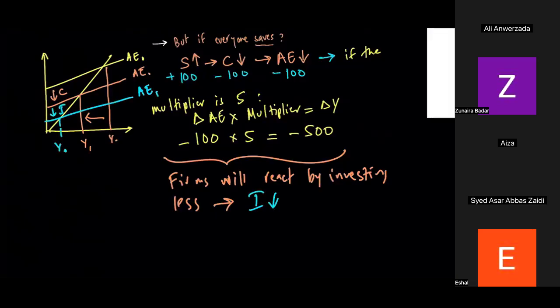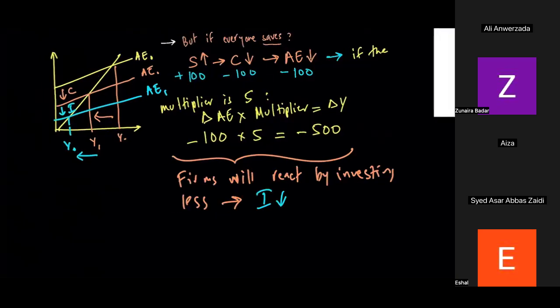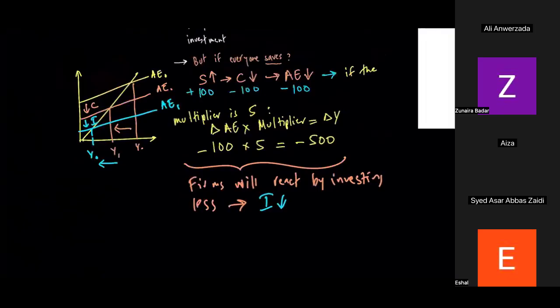व्हाई वुड इन्वेस्टमेंट गो डाउन? बिकॉज फर्म्स विल बी लाइक यार लोग खर्च नहीं कर रहे, लोग सेव कर रहे हैं. सो इन अ वे व्हाट आई एम ट्राइंग टू से इज दिस, दैट इकोनॉमी is sliding into a recession. So what I'm trying to say is that it is exactly a chain reaction. पहले कंजम्पशन गिरी, लोगों ने सेव करना शुरू किया, कंजम्पशन गिरा दी, जिसका असर क्या हुआ, जीडीपी 100 से कंजम्पशन गिराई लेकिन 500 से जीडीपी गिर गया बिकॉज ऑफ मल्टीप्लायर.